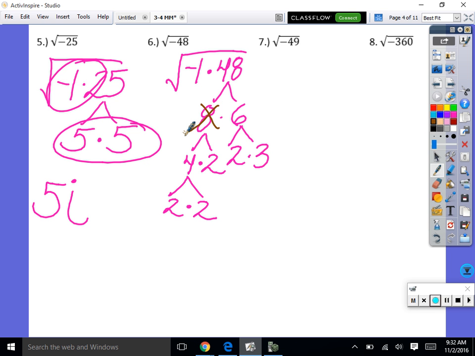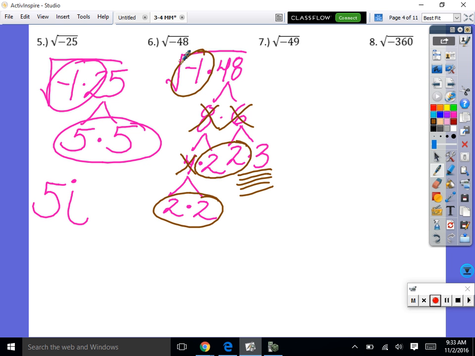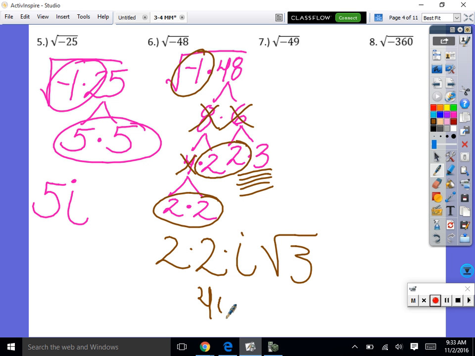8's not there because you rewrote it as 4 times 2. 6 is not there because you rewrote it as 2 and 3. 4 is not there because you rewrote it as 2 and 2. Correct, everybody? Is anybody lost? Okay. Pulling out groups of 2. So we'll pull out a 2. We'll pull out a 2. And left is a 3. And we'll pull out an I, correct? So we pulled out a 2, an I, and left was a 3. So that would be 4I square roots of 3. Is everybody good with that?